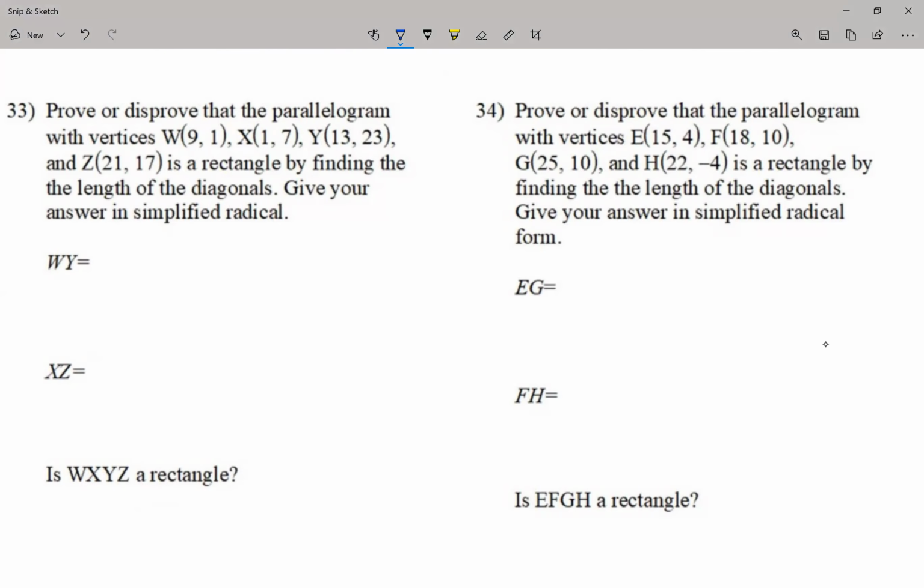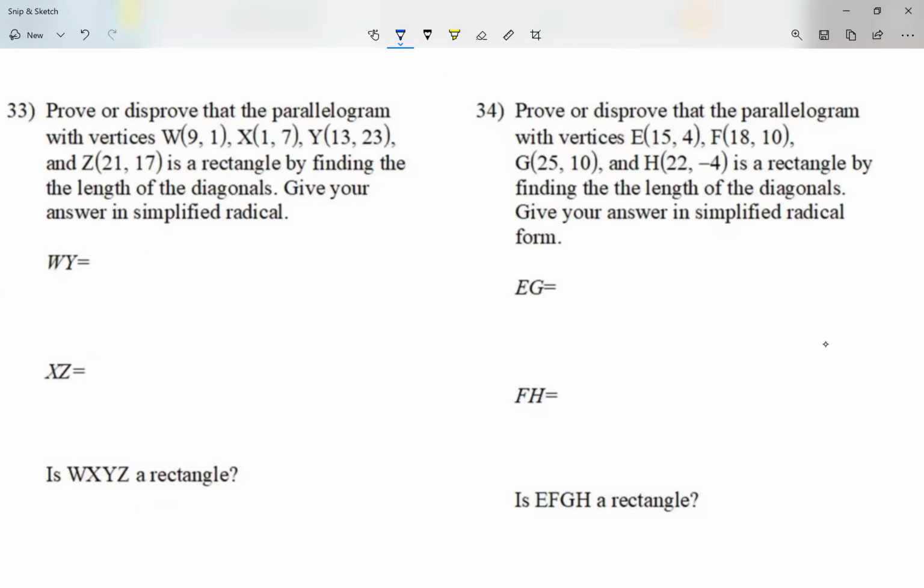So the vertices are W, X, Y, and Z. It gives me the coordinates. It's a rectangle by finding the length of the diagonals. Okay, we talked about this before. The diagonals, for this case, I am going to use the length. I'm going to use how long are the diagonals. It says finding the length.